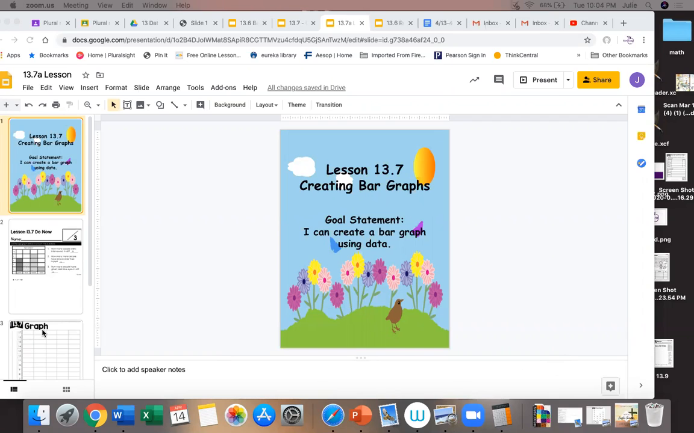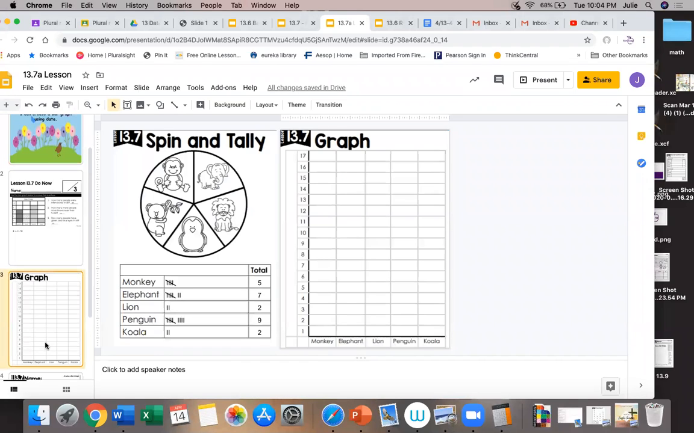Just like any graph, the first thing you need to do is collect the data. And the easiest way to do that is by creating a chart and using a tally chart. As you can see today, if you look at the screen here, we do already have our tally chart created right here. It's already filled in for you, so it makes our life a little bit easier. If we were in class, we would have actually gone around and created our own tally chart. But being that we are not together, I've already filled it in for you.